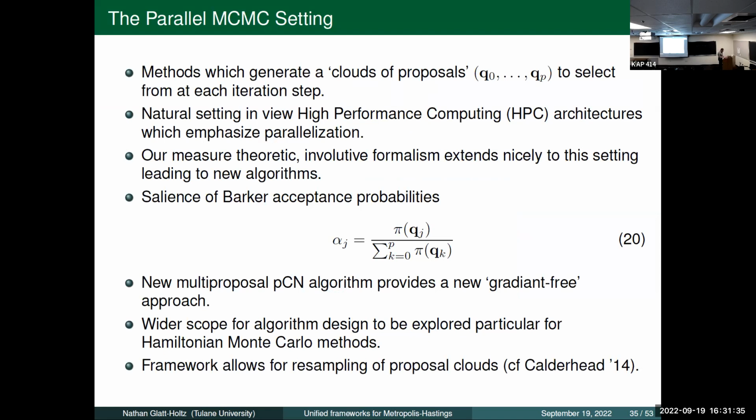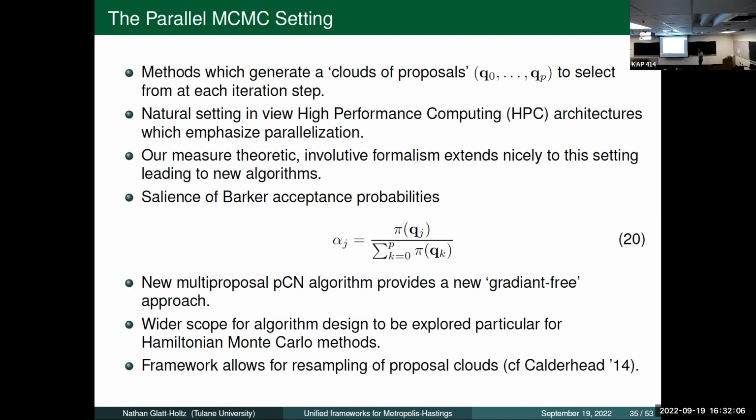Okay, so basically, as I said, Andrew was a kind of silent fourth co-author on this first work, and he's very interested in parallel methods where instead of generating one point, you generate a cloud of points. It's very natural for, if I wanted to sound fancy, working with GPUs, and he even has potential applications in quantum computing, with these multi-proposal methods.